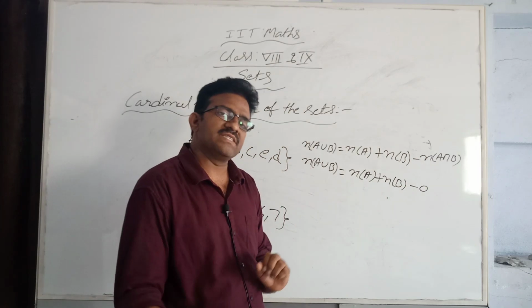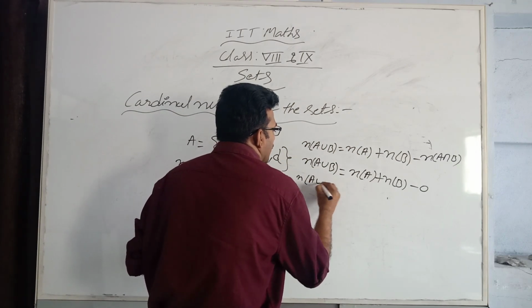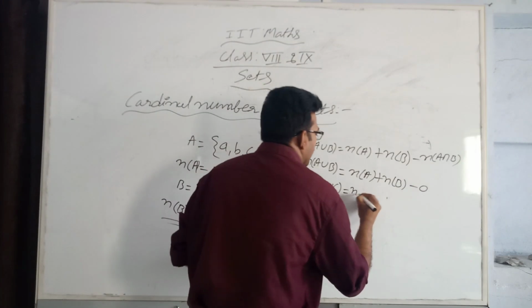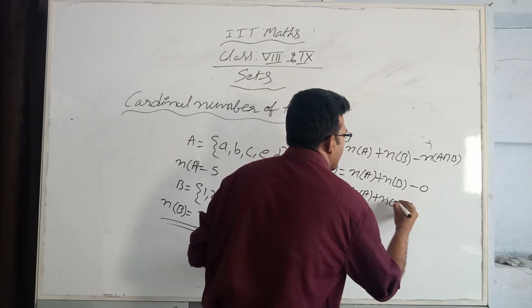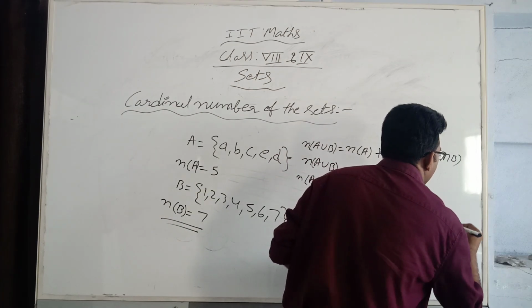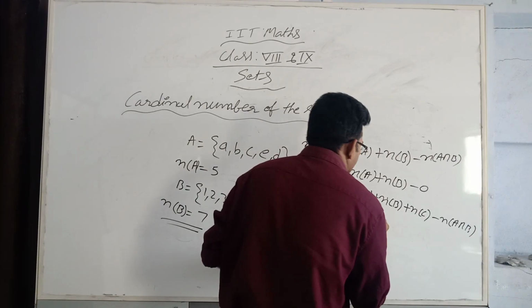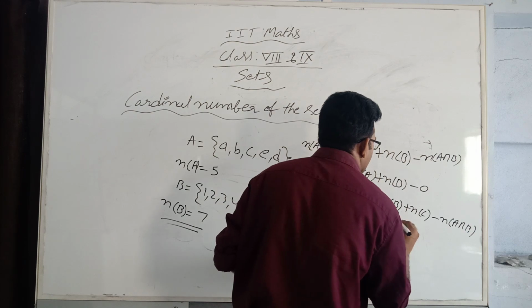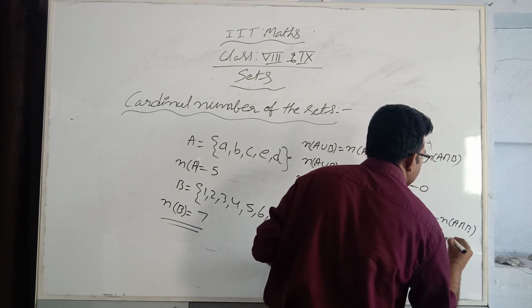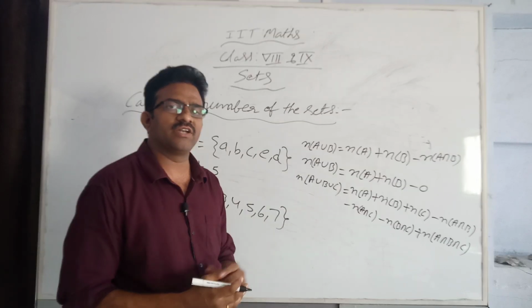And also, if we consider 3 sets, then what is the formula for that? n of A union B union C, 3 sets we are considering, that is equal n of A plus n of B plus n of C minus n of A intersection B minus n of A intersection C minus n of B intersection C plus n of A intersection B intersection C. So this is about the cardinality of the sets.